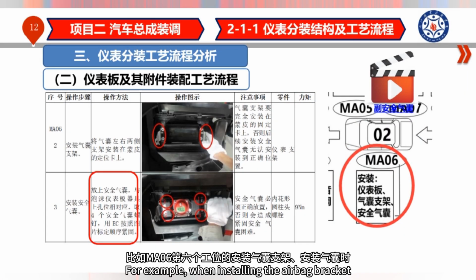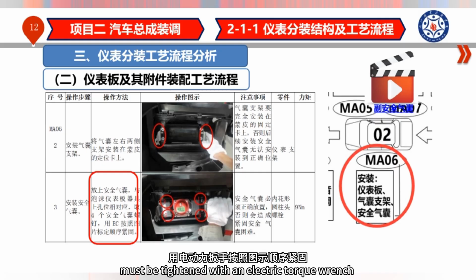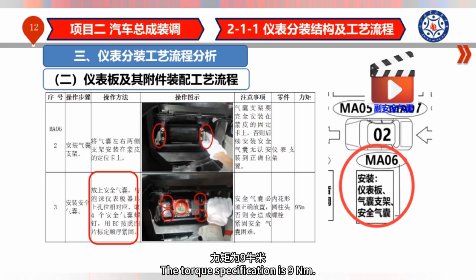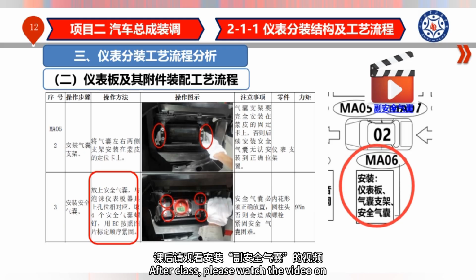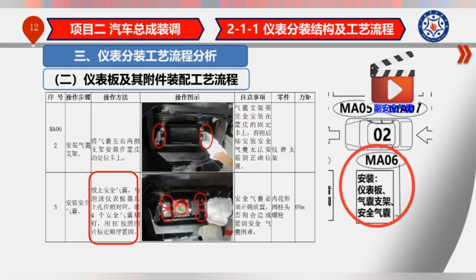After class, please watch the video on installing the instrument panel harness to further enhance your understanding. For example, when installing the airbag bracket and airbag at the 6th station, MA06, the 4 safety airbag screws, which are internal Torx bolts, must be tightened with an electric torque wrench in the sequence shown in the diagram. The torque specification is 9 nanometers. After class, please watch the video on installing the passenger airbag to further enhance your understanding.